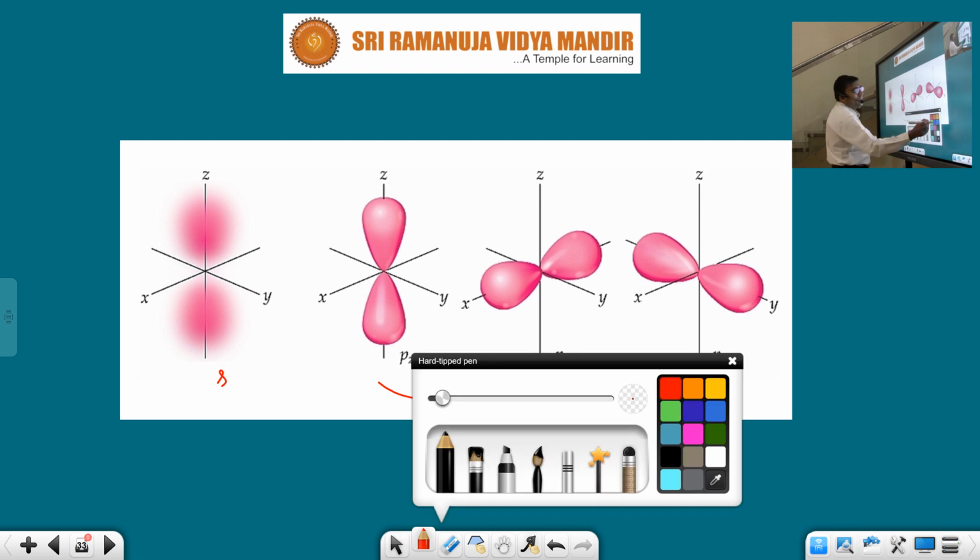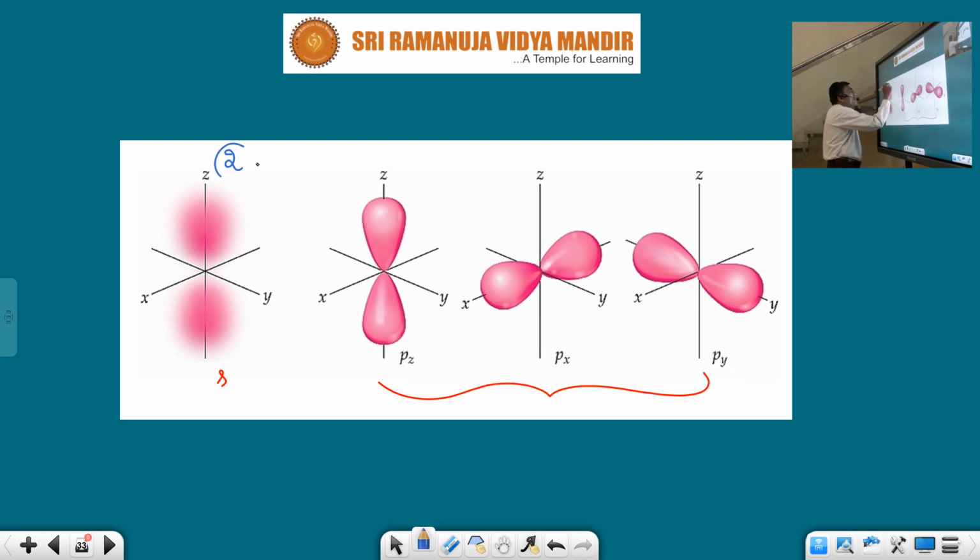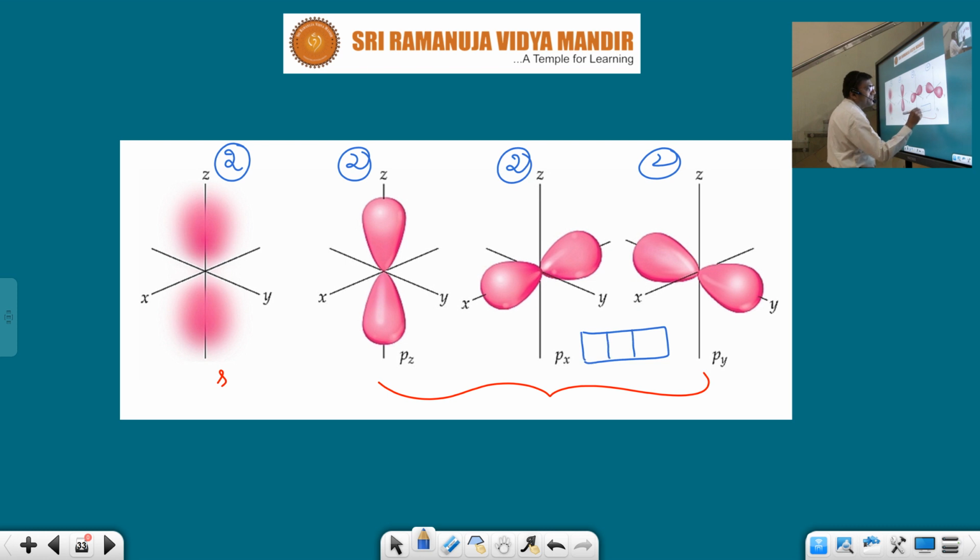So each orbital can accommodate how many electrons? This can accommodate 2 electrons. This can accommodate 2 electrons. This can accommodate 2 electrons. This can accommodate 2 electrons. These can be written like this. So 1, 2, 3, 4, 5, 6. And s orbital can be written like this. So this is s and this is p orbital. I hope you are clear. Now, any doubts? You can raise your hand, please.